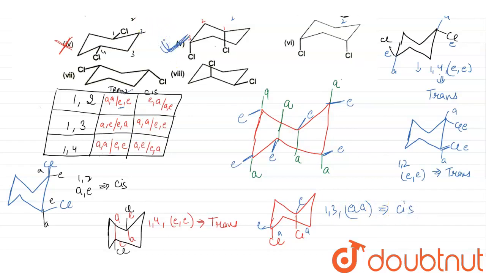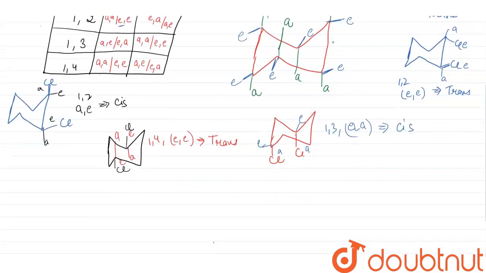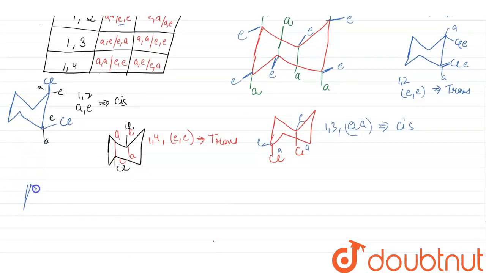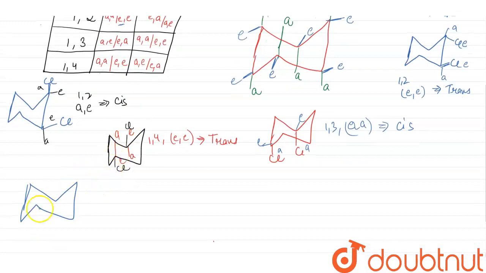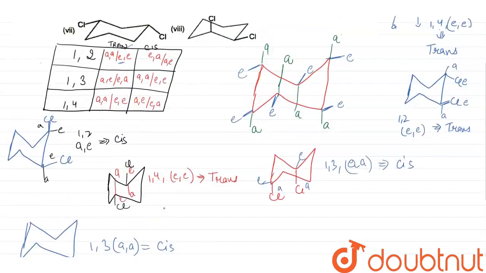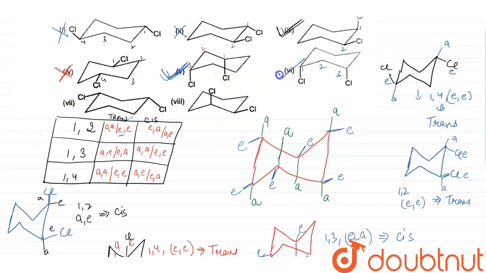Now coming to the next part, the sixth. We have again 1-3 dichloro. So this is chlorine and chlorine. Here we can see these both are axial and axial. 1-3 axial and axial again, therefore this is cis. So this structure is cis again.